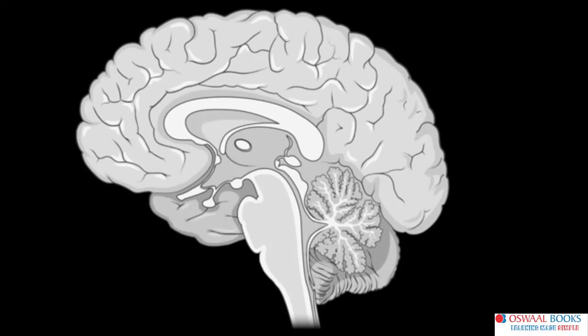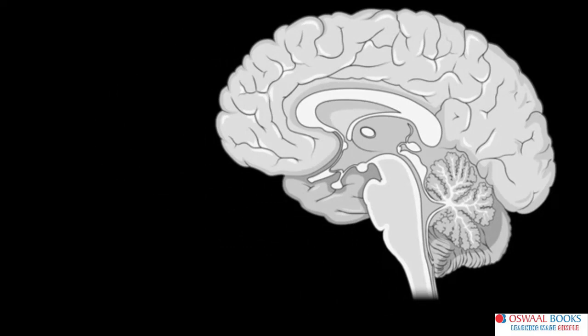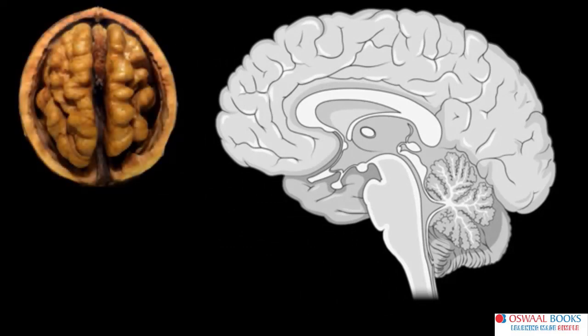And to make sense of this, let's say you could see someone's brain from the top. Then you would be able to see the two hemispheres like this. Don't worry, this is not a brain, this is just a walnut. It looks very similar to the brain. But let's say these are two hemispheres.